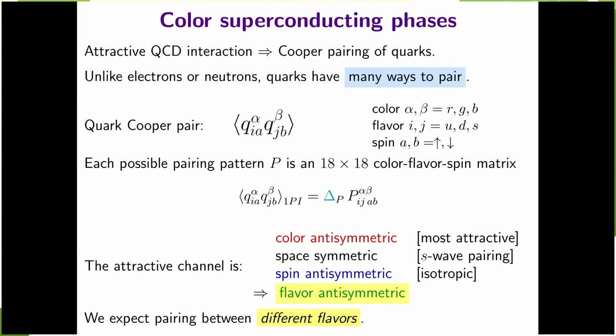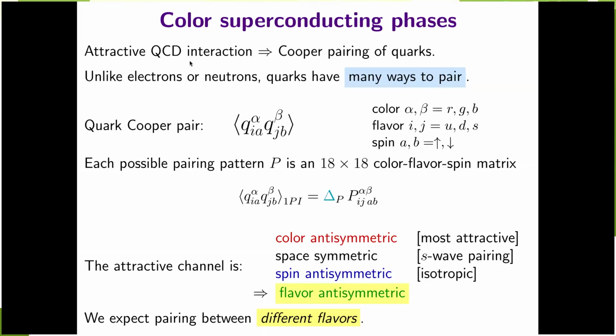Remember, we're up at that high density end of that phase diagram, these crazy high densities. We're in the middle of a neutron star. So we've got a dense system of quarks. They've got an attractive interaction. They want to Cooper pair. Well, what are those Cooper pairs going to look like?